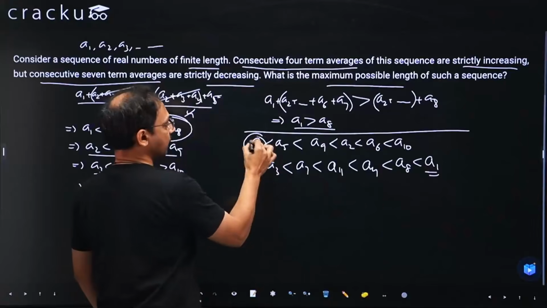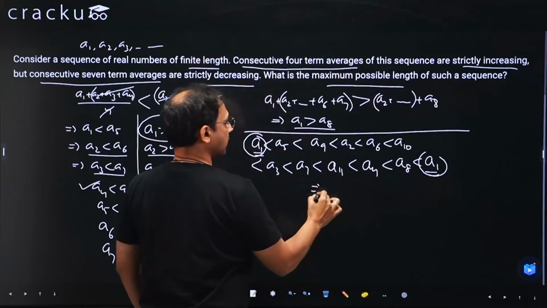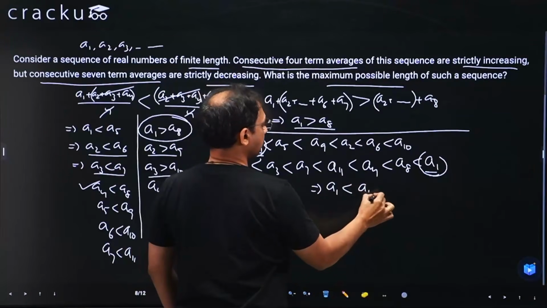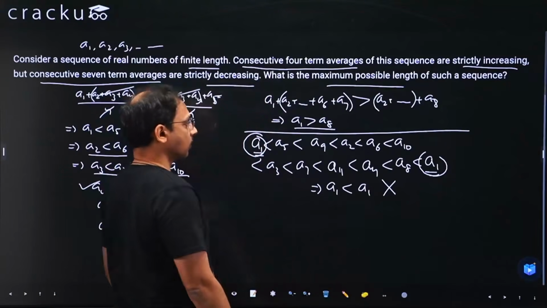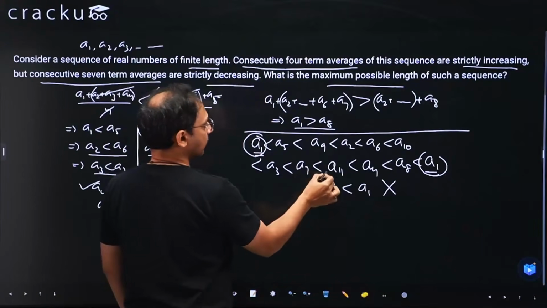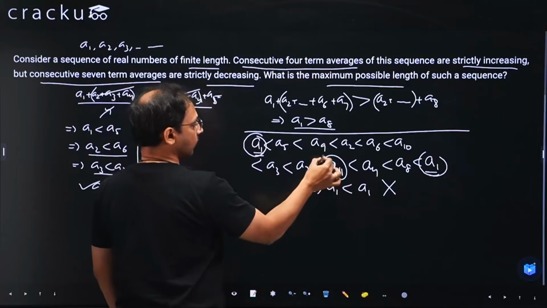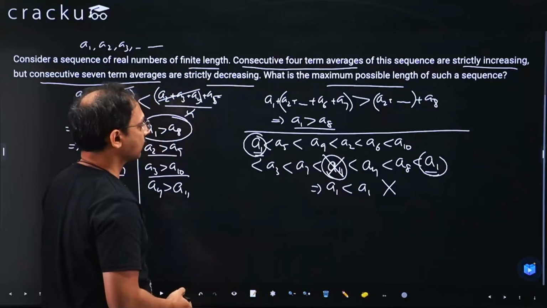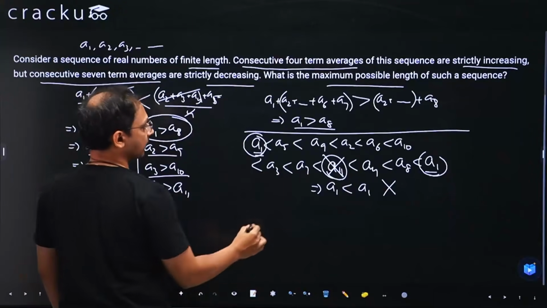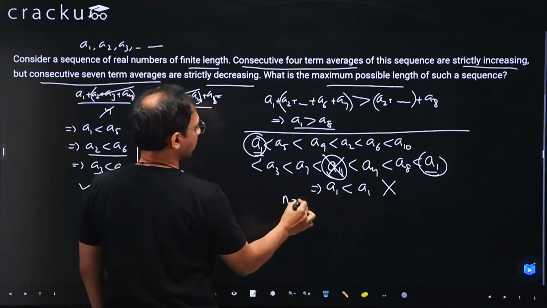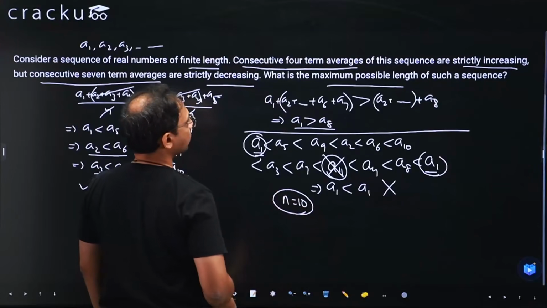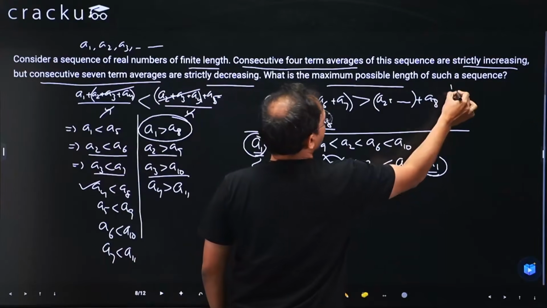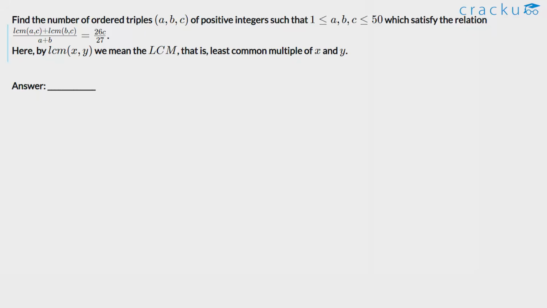So what is happening here? I am getting A1 is less than A1, which is not possible. So the biggest term here is the 11th term. If I can remove this, I can get a finite sequence with all my conditions satisfied. So n can't be 11. So the maximum number of terms we have is 10. So that is the answer.